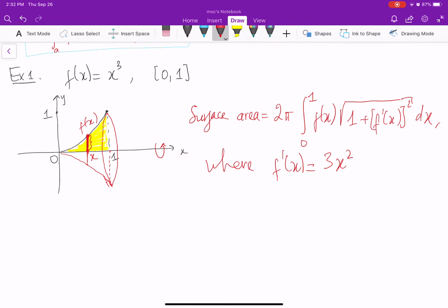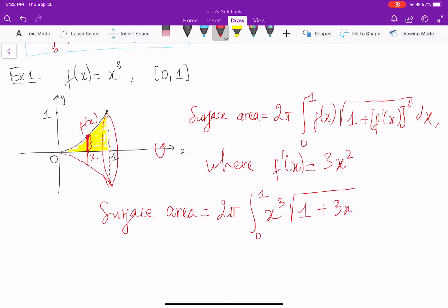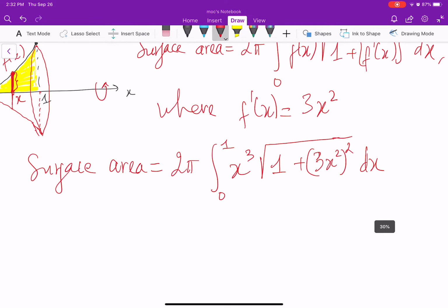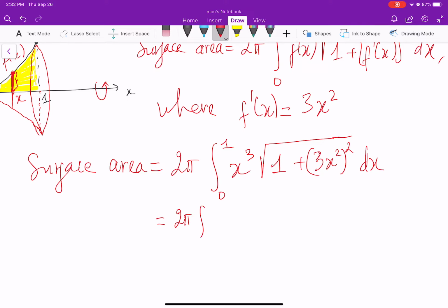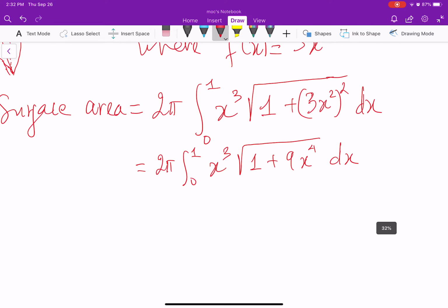And now I substitute f of x and the derivative of f into the formula. I get the surface area equal to 2 pi integral from 0 to 1 of x cubed square root of 1 plus 3x squared, squared, dx. That is 2 pi integral from 0 to 1 of x cubed square root of 1 plus 9x to the 4 dx. Now you see, this integral is very familiar to us.